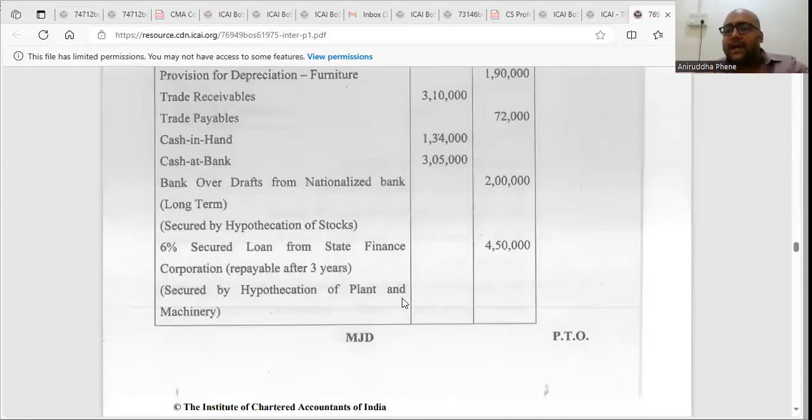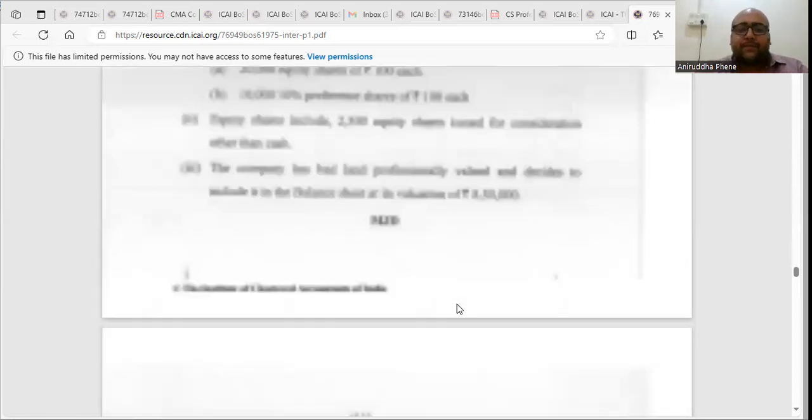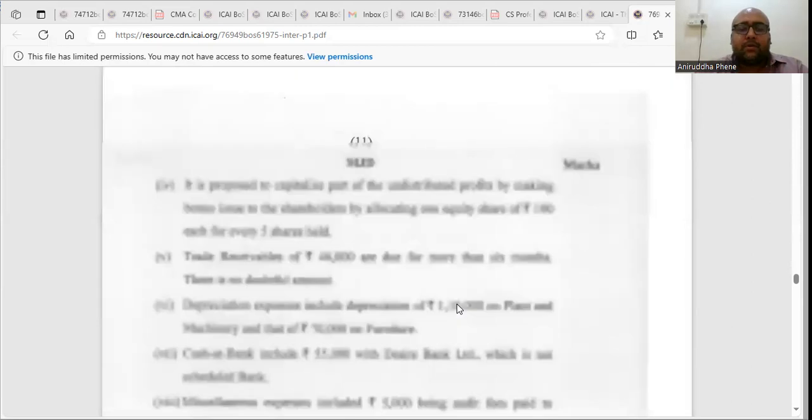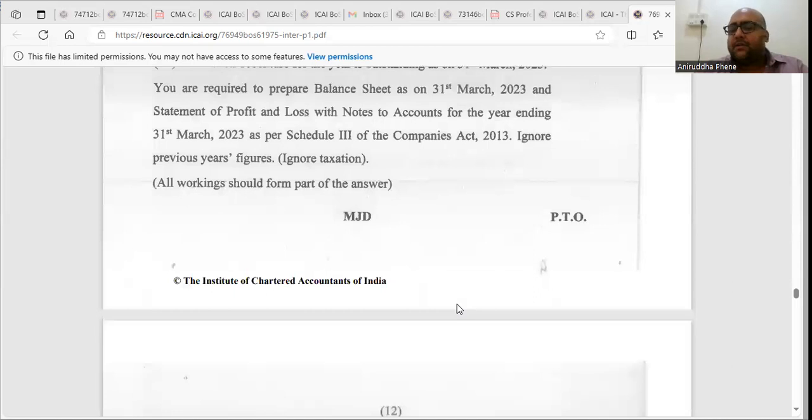So focus on the first 80 marks of the paper. This 20 marks sum you can take at the end, because otherwise if you start it in between or at the start of the paper, then the remaining 80 marks of your paper will be left to struggle for. So final accounts, I think there is no need to discuss. Basic balance sheet, so the format is absolutely important.